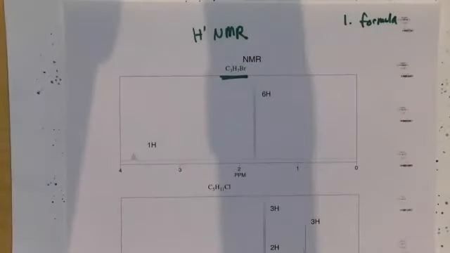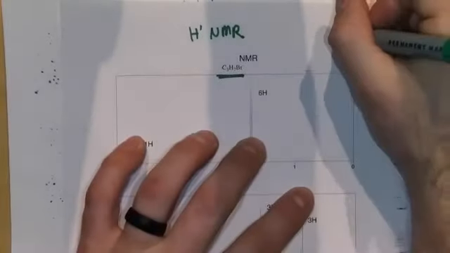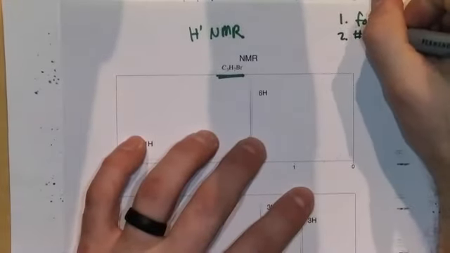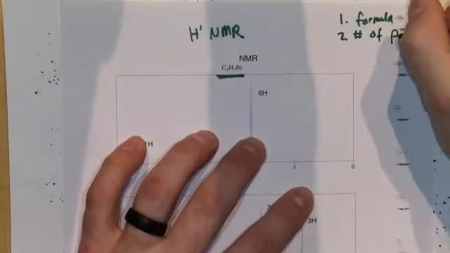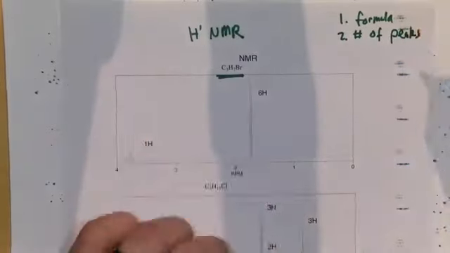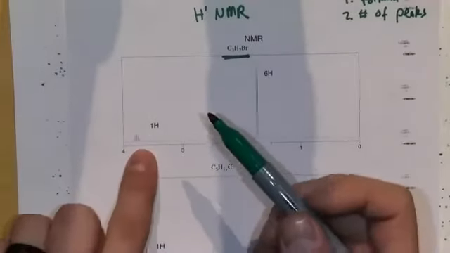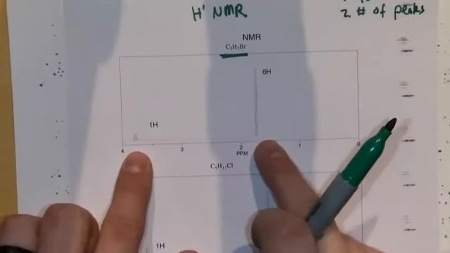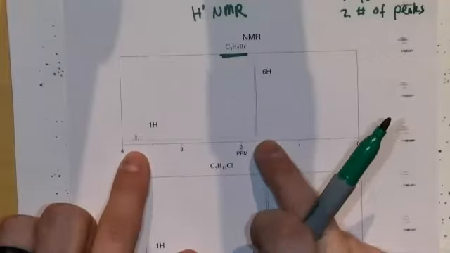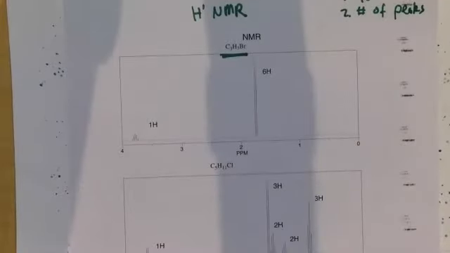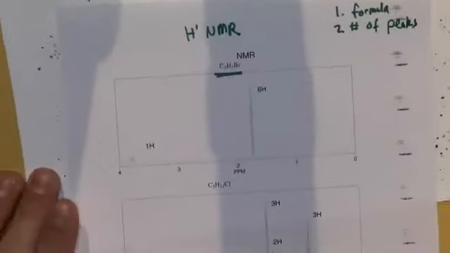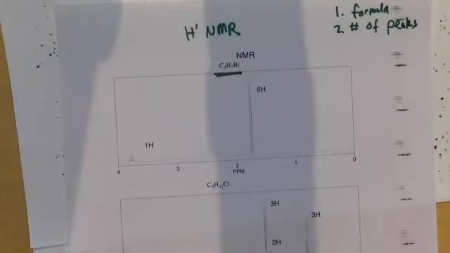You want to look at the number of peaks. And this is going to be different than the multiplicity, which I'll talk about in a minute. So this here has 2 peaks. There's one here, one here. They all have a number of peaks within them, but I just refer to these as peaks in general.